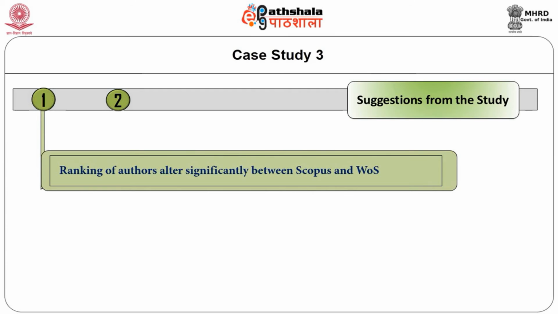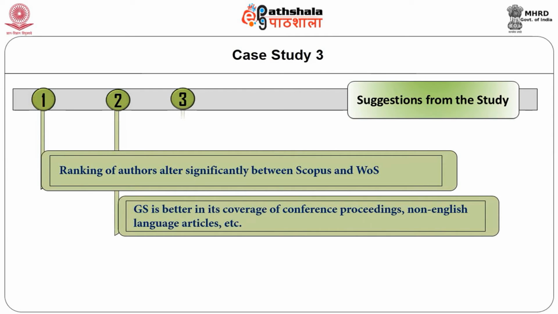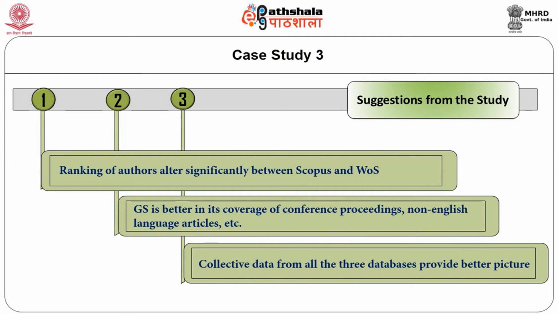The study also found that Google Scholar stands out in its coverage of conference proceedings as well as international non-English language journals, among others. Google Scholar also indexes a wide variety of document types, some of which may be of significant value to the researchers and others. We have so far understood various bibliometric data sources.